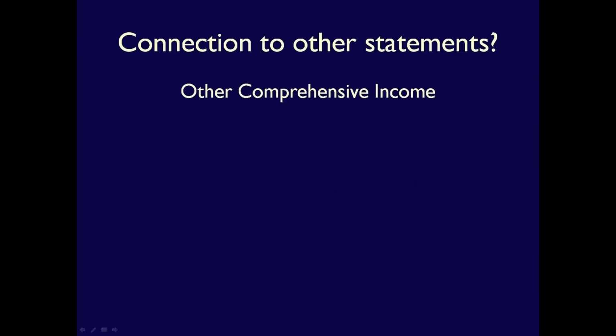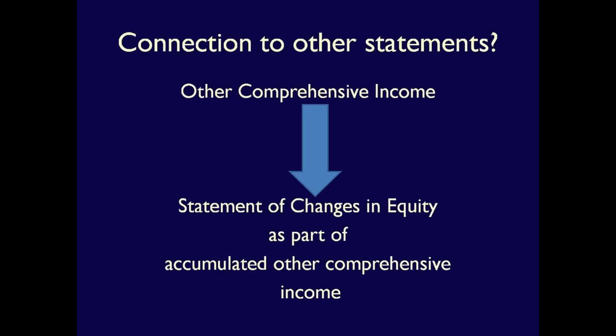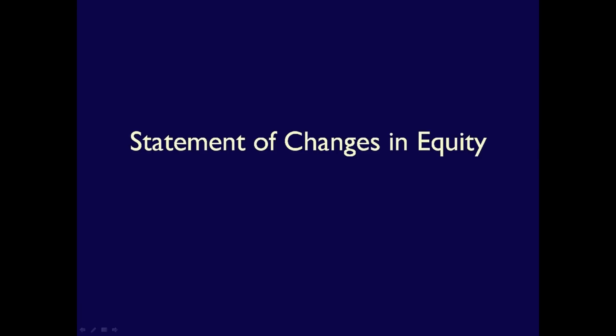Remember that profit, or loss, from the income statement is the opening balance in the Statement of Comprehensive Income. The income statement is therefore connected to the Statement of Comprehensive Income. How is the Statement of Comprehensive Income connected to the other financial statements? The amount or amounts of other comprehensive income is used in the Statement of Changes in Equity as part of the accumulated other comprehensive income. So, again, the order of the statements is the income statement first, the Statement of Comprehensive Income next, and then the Statement of Changes in Equity, which we'll be covering in an upcoming video.